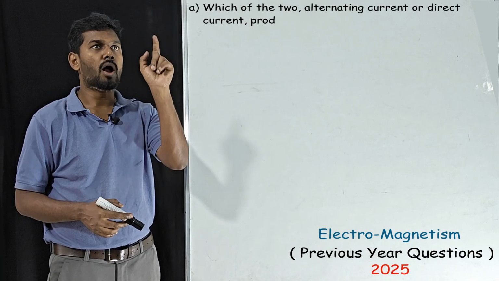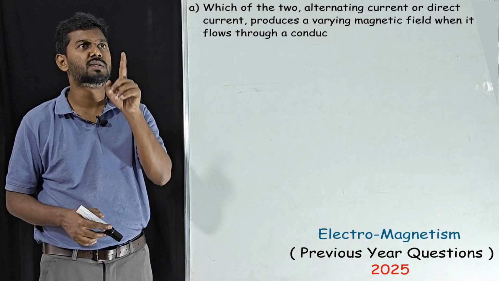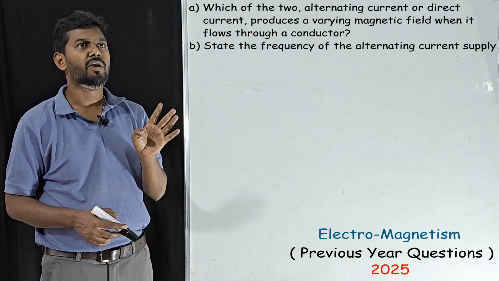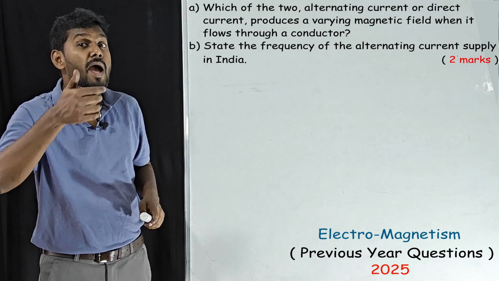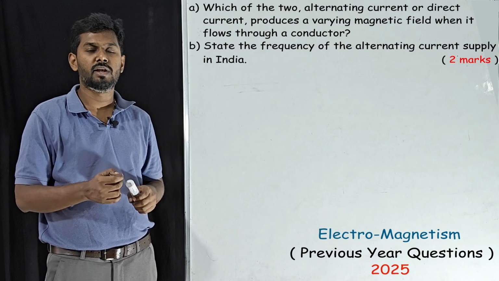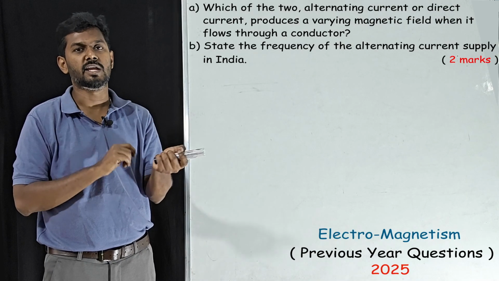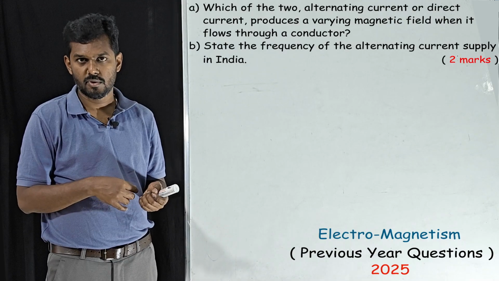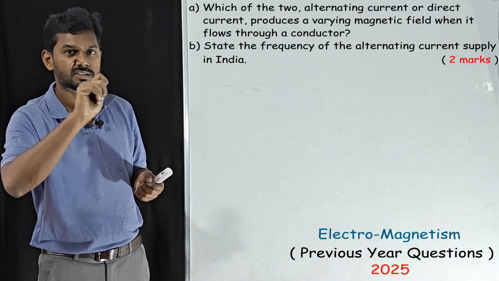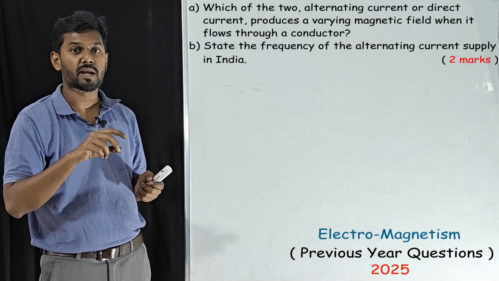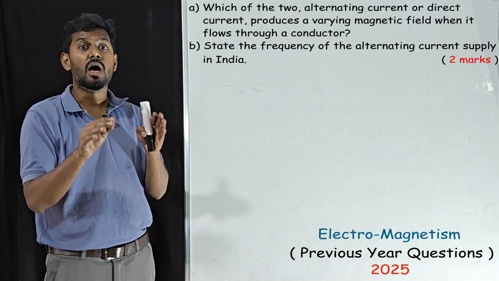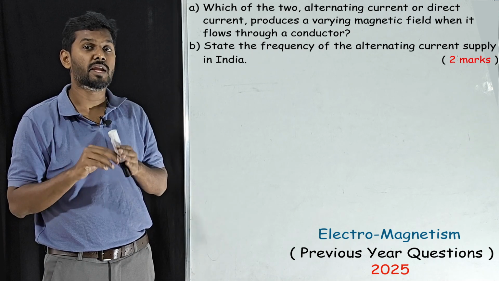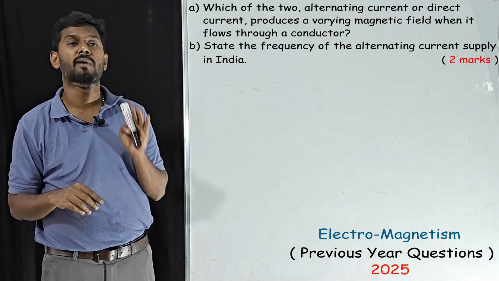Which of the two, alternating current or direct current, produces varying magnetic field when it flows through a conductor? What do you mean by varying magnetic field? Magnetic field keeps on changing. If I pass direct current, the direction is the same. What is direct current? That means current flows in only one direction. So it produces a constant magnetic field.